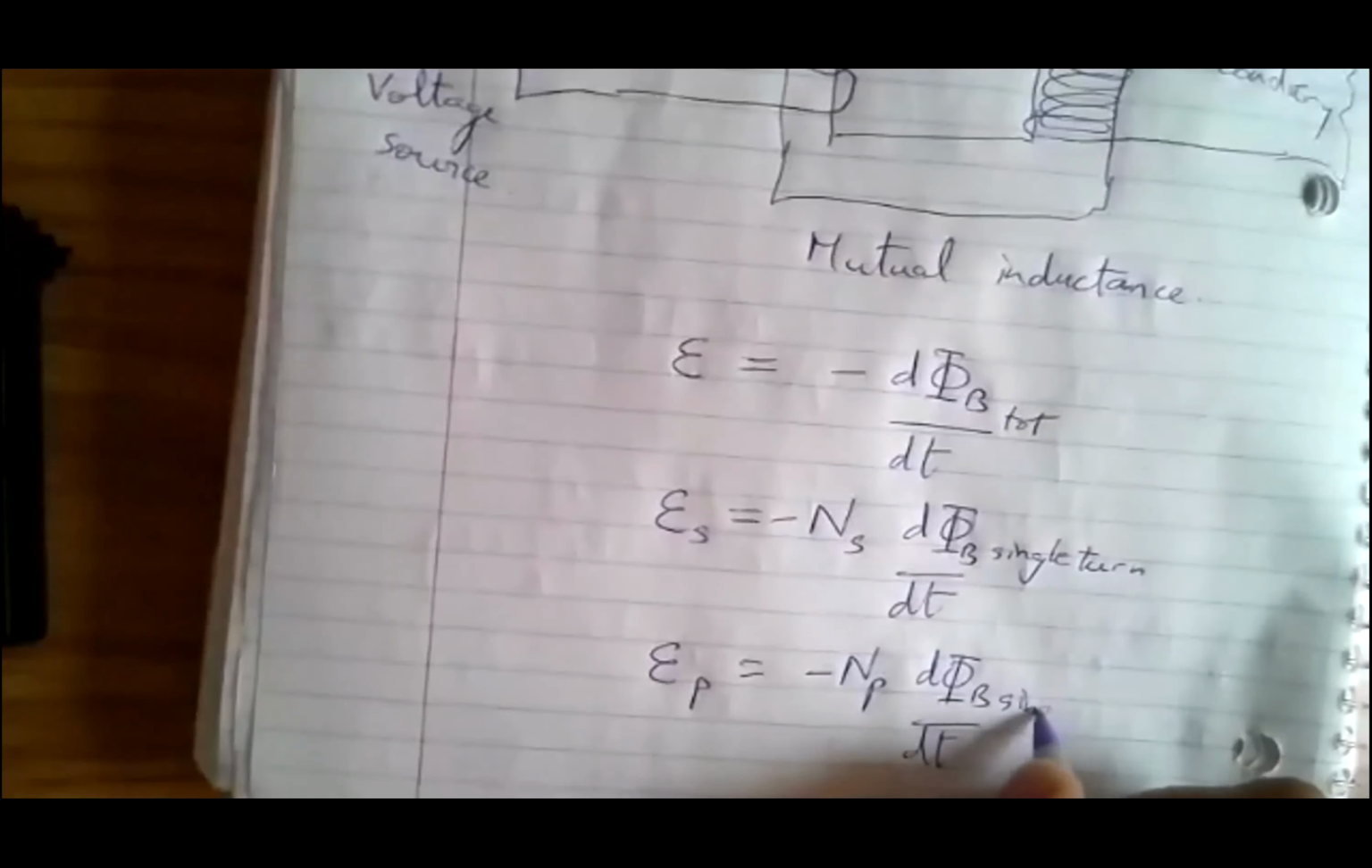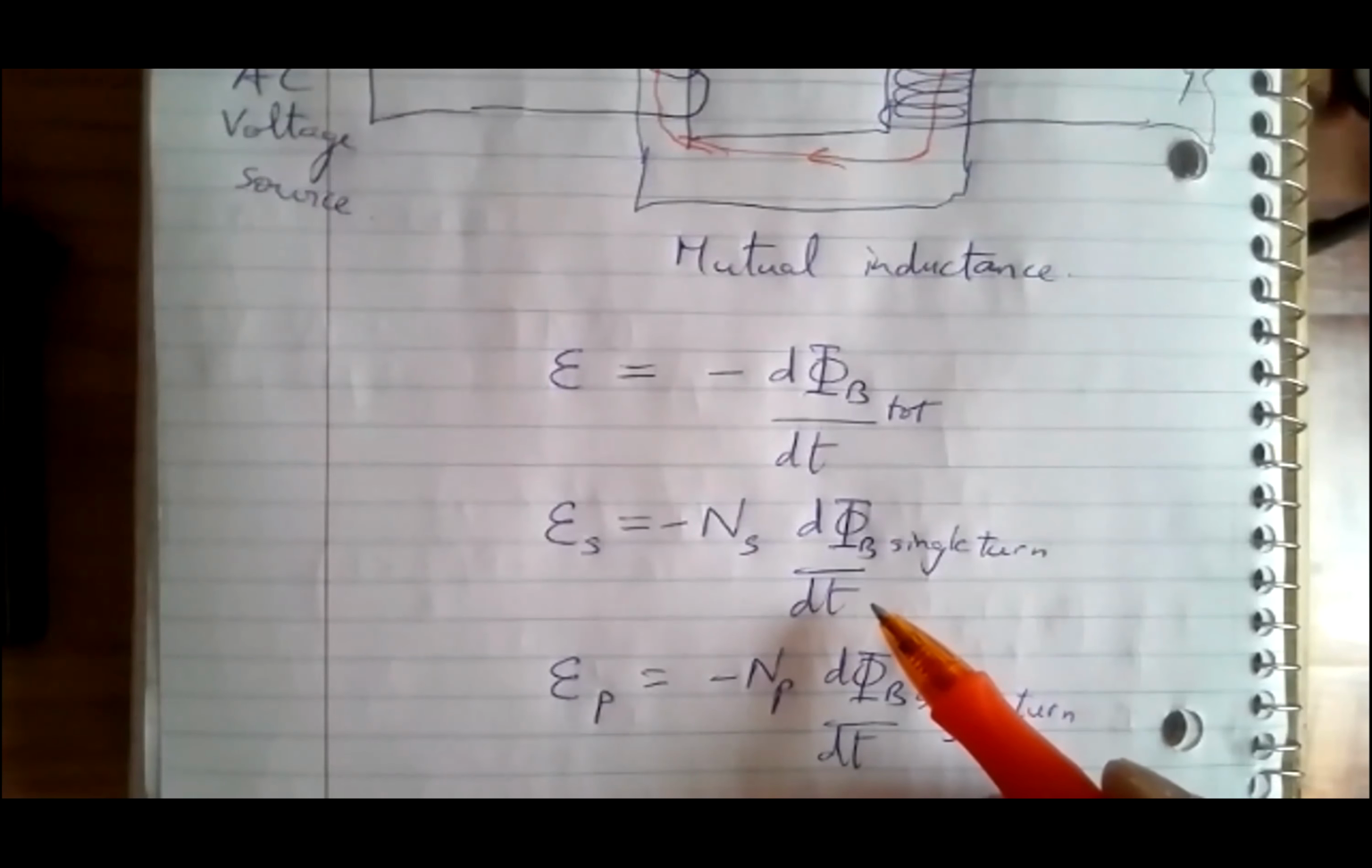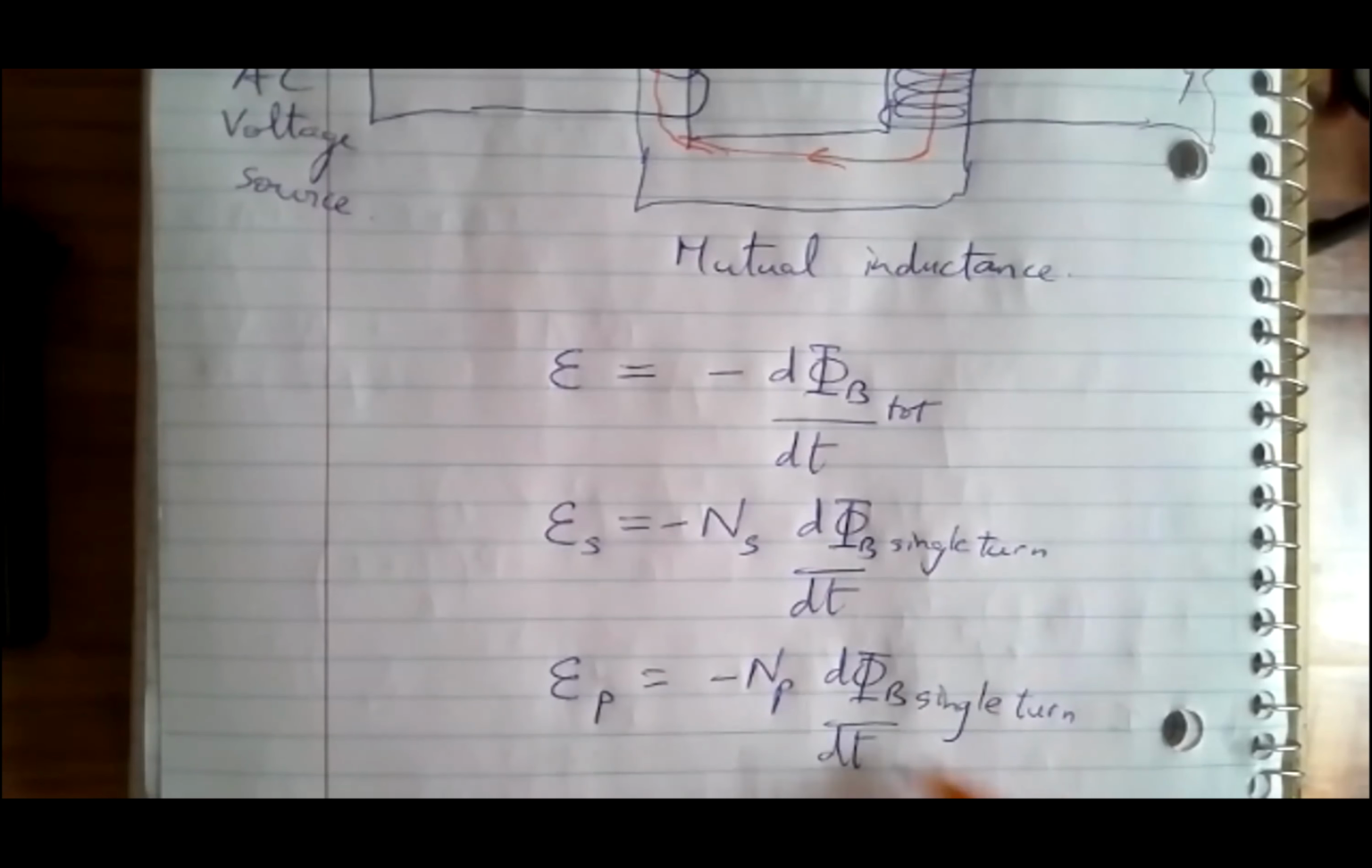Okay, but if we look at what's going on over here, the field lines are just wrapping around like this. And so the flux seen by a single turn over here is the same as the flux seen by a single turn over here. So I can equate d phi_B for a single turn over here to the same thing over here. So what does that give me? Well, I can solve for this.